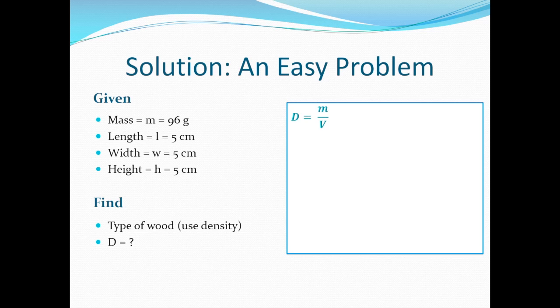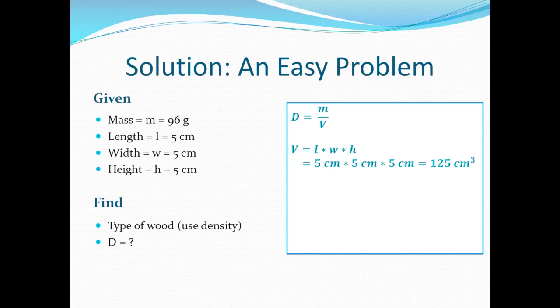Since we know we love density, we can write density as mass per volume, or D equals m over v. We were given the mass of the cube, but we need to calculate the volume. We know the volume of a cube is length times width times height, so we get 125 cubic centimeters for the volume. Now we can plug these values into our density equation and solve.